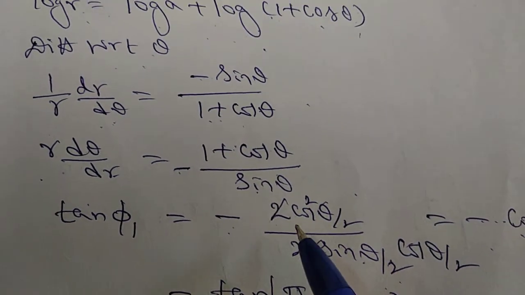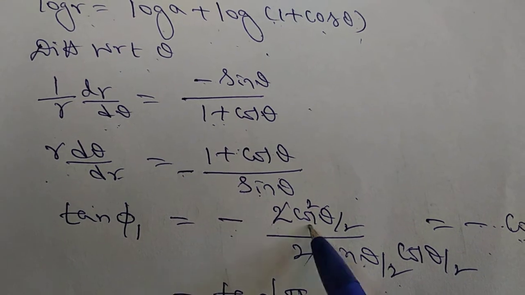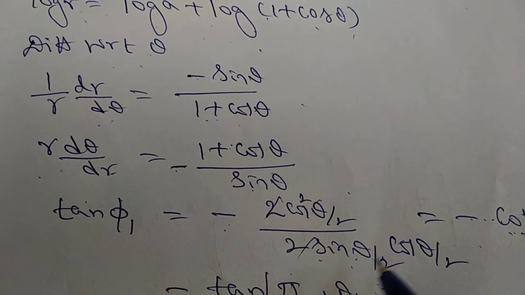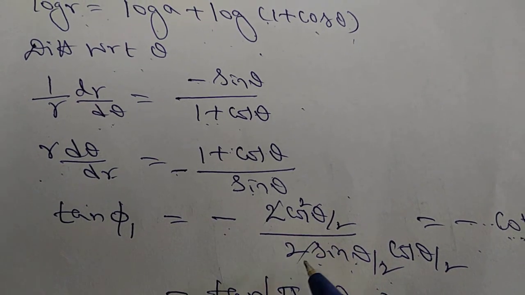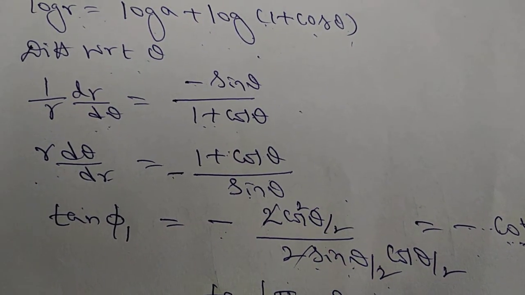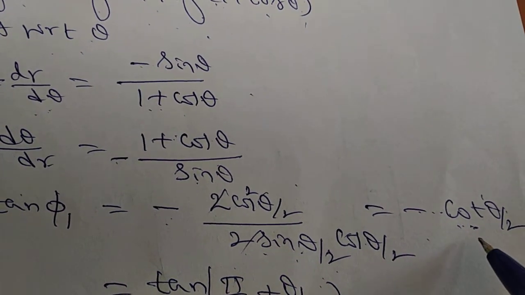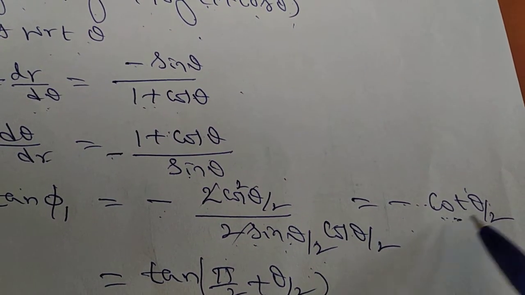So 1 plus cos theta can be written as 2 cos square theta by 2, and sin theta can be written as 2 sin theta by 2 into cos theta by 2. So 2 becomes cancel, 1 cos theta by 2 becomes cancel. What is the remaining? Cos by sin, that is minus cot theta by 2.